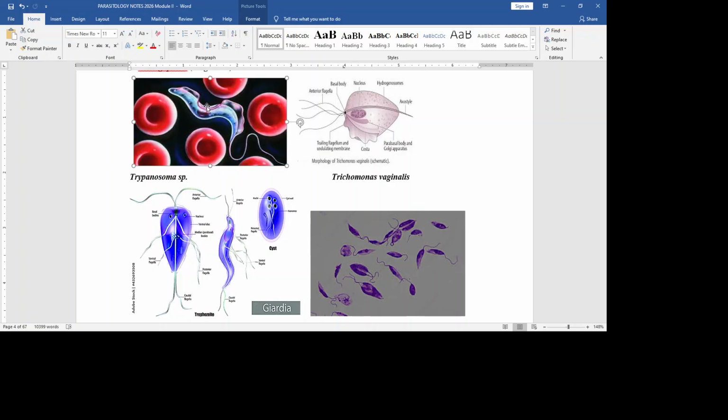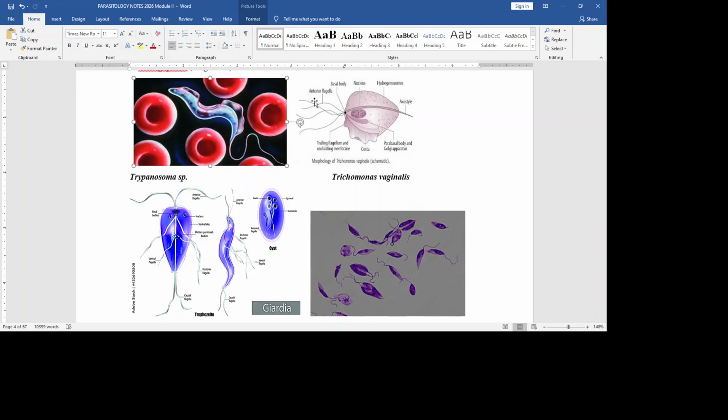Then the next one is the Trichomonas vaginalis, which causes trichomoniasis, which is a venereal disease. This one has a number of flagella. We have the anterior flagella, which are 4 in number.